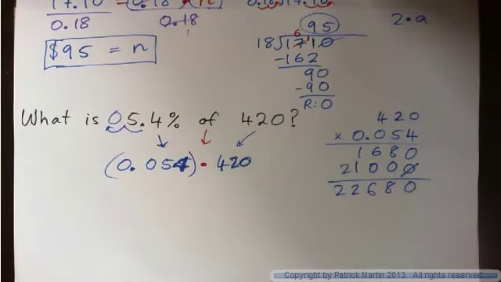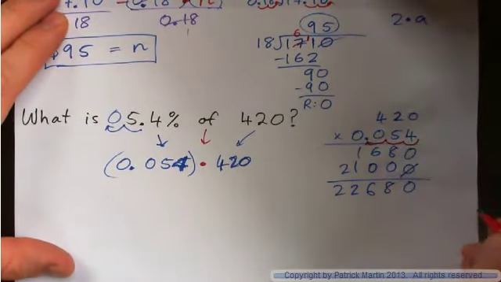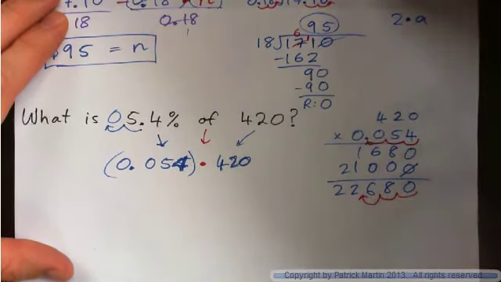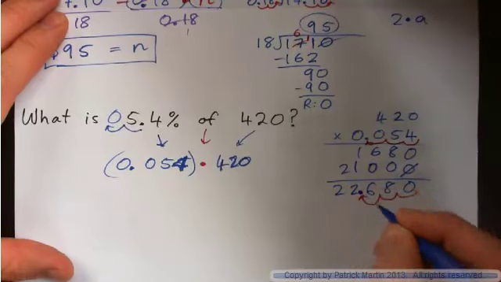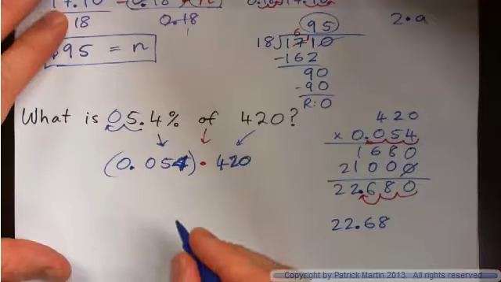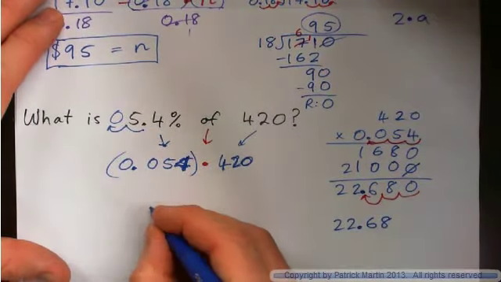How many decimal places in the question? 1, 2, 3. So how many in the answer? 1, 2, 3. Need to put it here. So 22.68 would be the answer there. What is 5.4% of 420? The answer is 22.68.